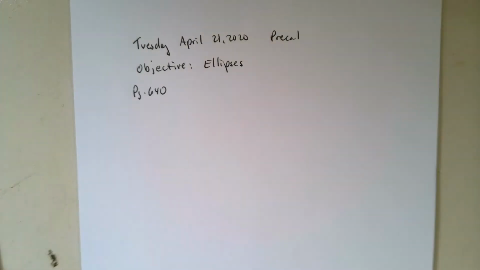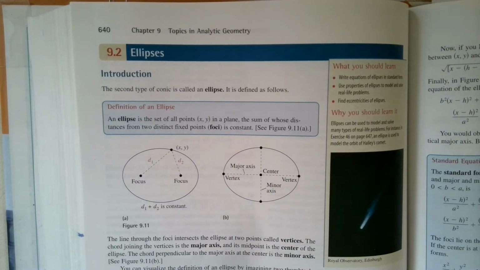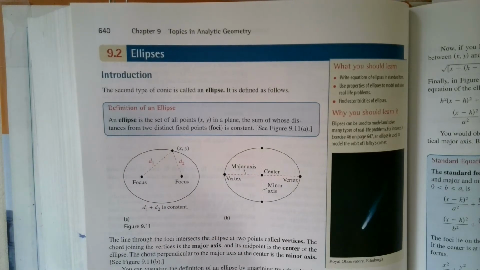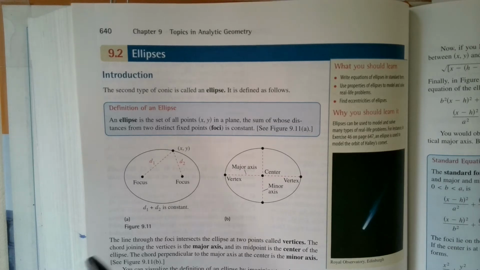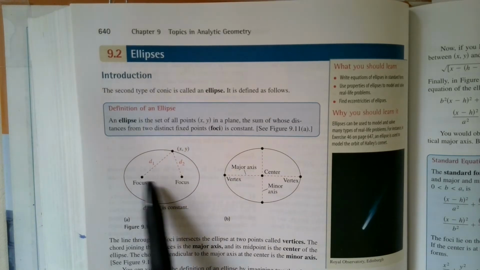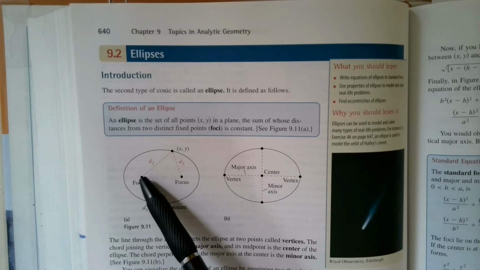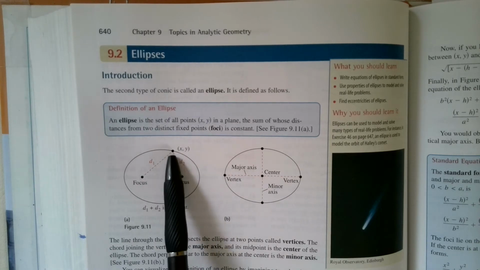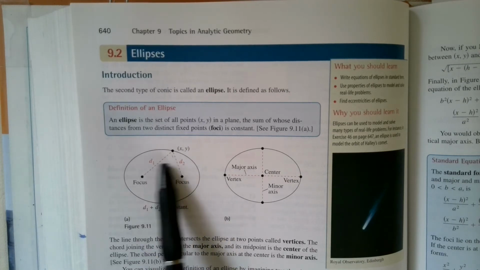And so on page 640, you will find a little definition of the ellipse. And it says an ellipse is the set of all points x and y in a plane that the sum of whose distances from two distinct fixed points, foci, is constant. So that's a lot of words. But basically you have these two fixed focus points or foci, like cactus and cacti. And if you take the distance from a point on the ellipse to the first focus point and to the second, and you add them together, you get a certain number.